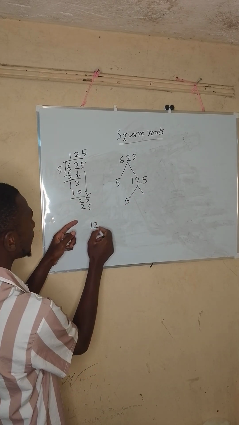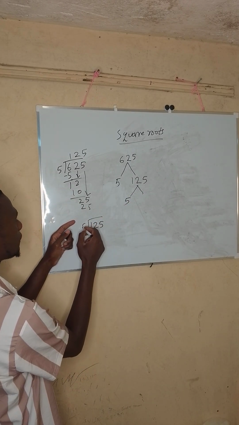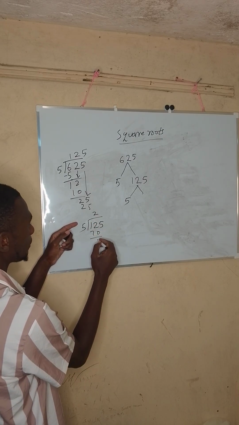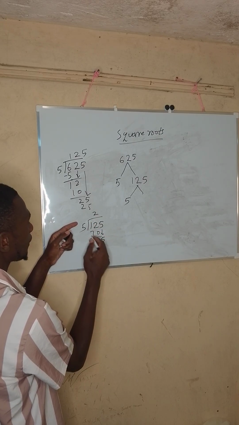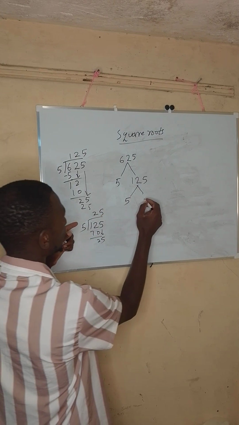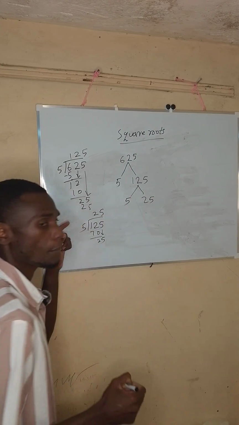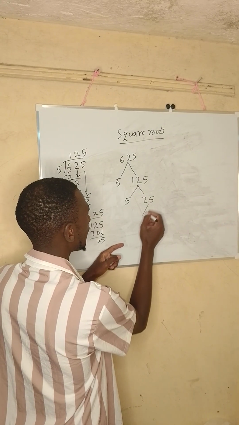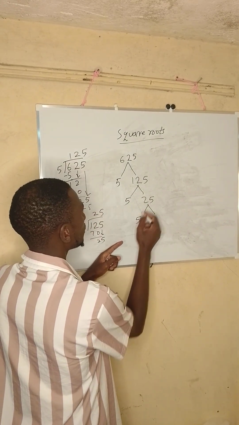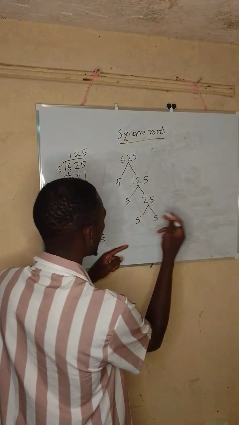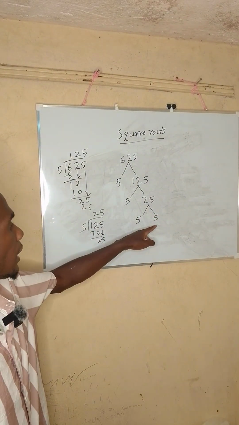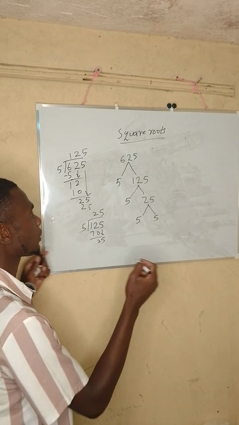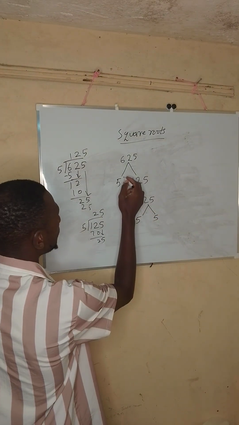So we have 125 divided by 5. 5 goes into 12 2 times, which is 10. Remainder 2, bring down 5. 5 goes into 25 5 times. So you have 25. If 5 can still divide that number, we continue. Of course, it can. 25 divided by 5 is 5. Once you reach here, there is no number that can divide 5 apart from 5 and 1. So that means we have reached the final stage.